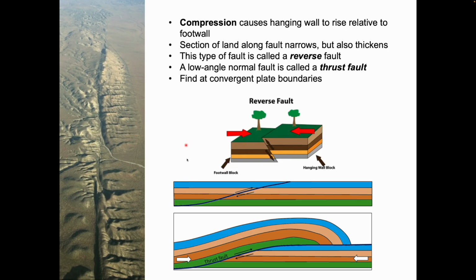So in these block models below, you can see the compression force is causing this rather steeply inclined fault, the hanging wall to rise, and the footwall to sink down. When you get a low-angle reverse fault, the land will be pushed up and over and fold as a result of it. And this is called a thrust fault. And this is where you get areas of crustal folding.